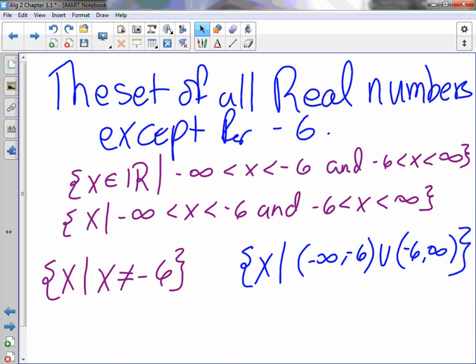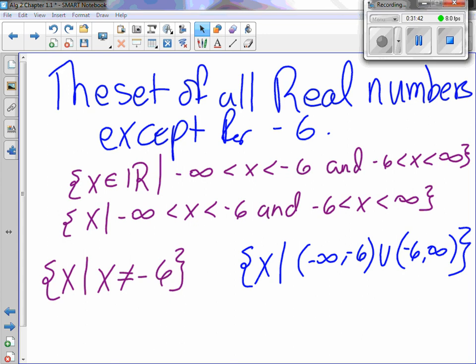Let's see here. And what we're going to pick up tomorrow, and we're going to start off with, is our interval notation. And we're going to finish that up tomorrow.